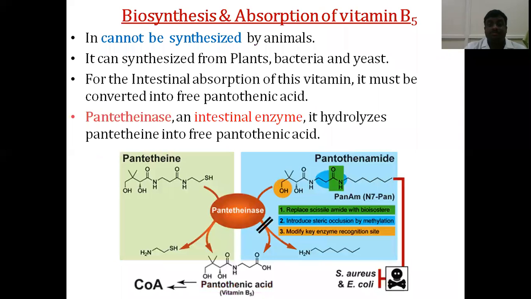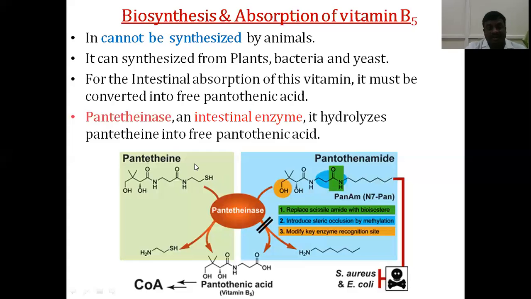Biosynthesis and absorption of vitamin B5. It cannot be synthesized by humans or animals, so for vitamin B5 we are highly dependent on external sources and also on intestinal bacteria. In those sources, pantothenic acid is not directly present. It is present as pantothenamide in bacteria, and as pantothenic in plants.